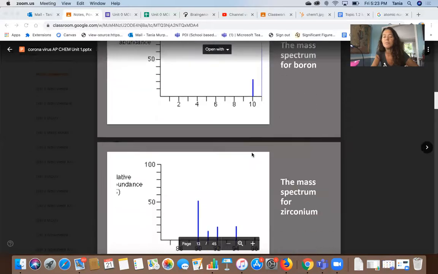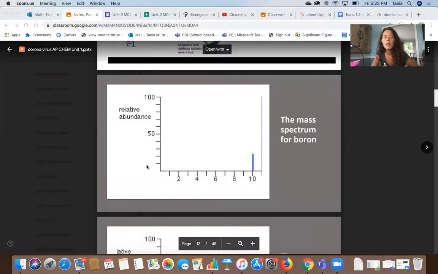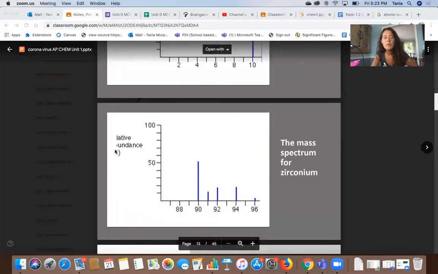Let's scroll down. Okay, immediately what I noticed, I can't see the whole thing. That's got to be a percent here. It's got to say percent right there because these look like they would add up to 100.